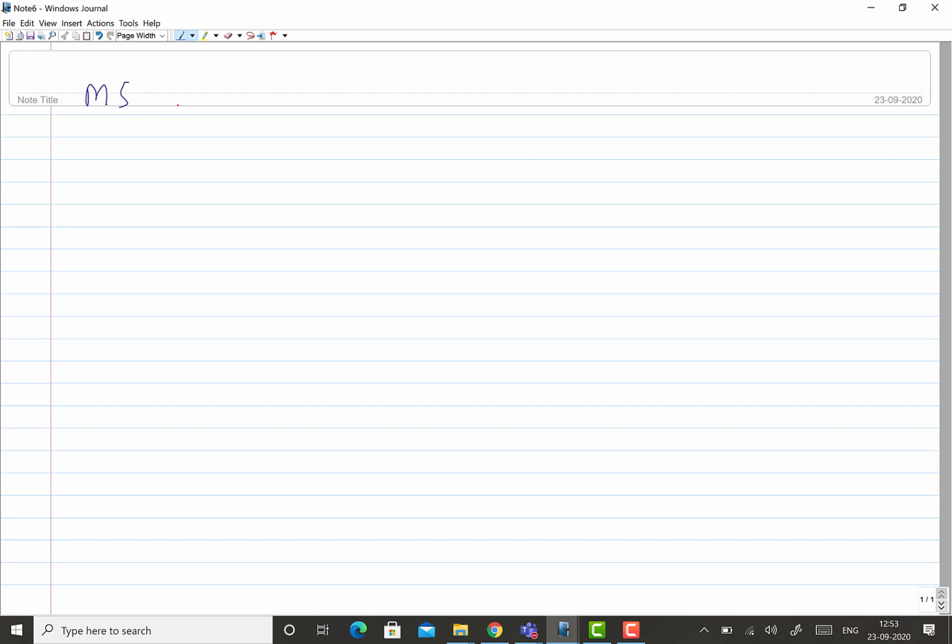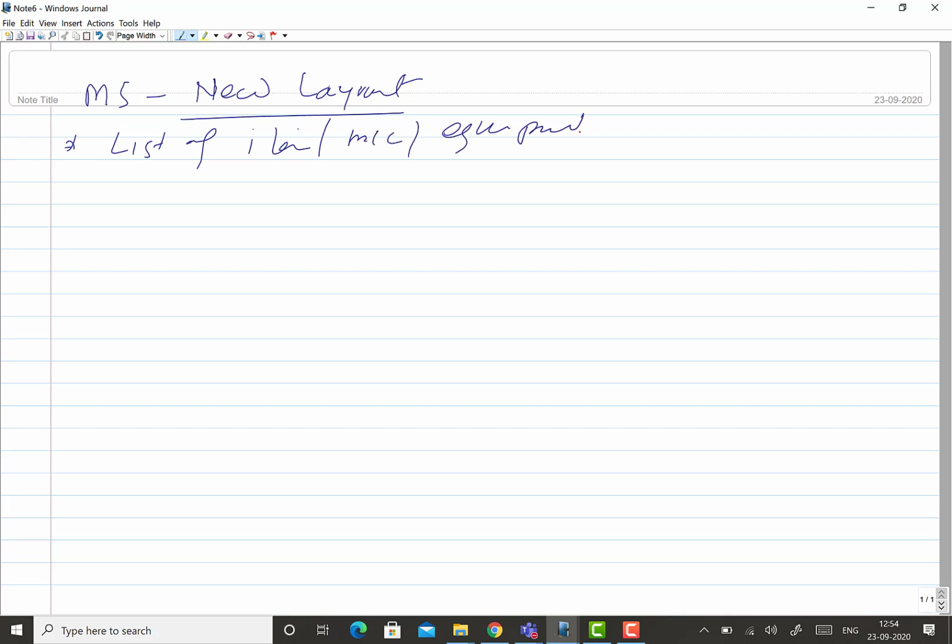If that idea is there, then probably it will be helpful to modify the existing layout, which is not really that much favorable. So the points to be kept in mind for developing the new layout. First of all, what we have to do is develop a list of items, machines or equipments that need to be housed or accommodated. This will depend upon the type of the product or the process to be used.